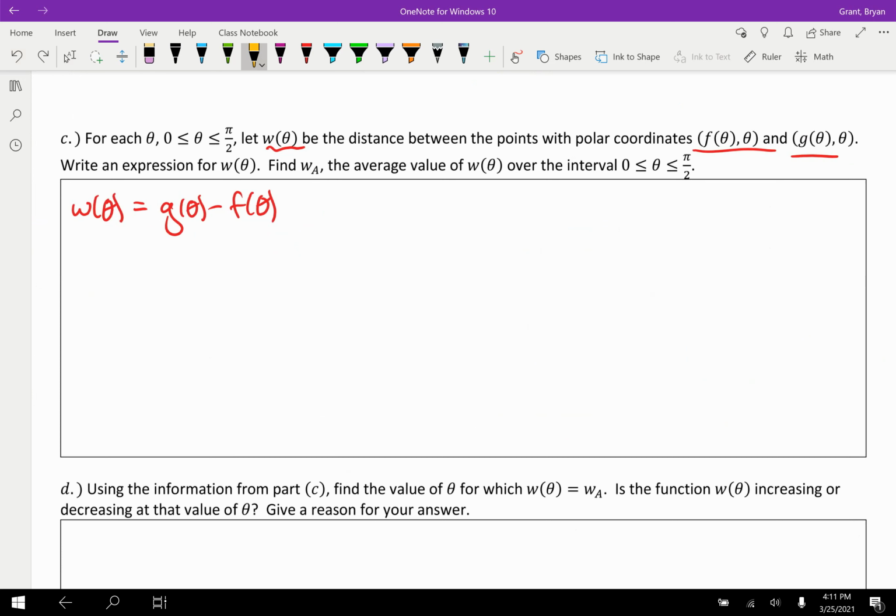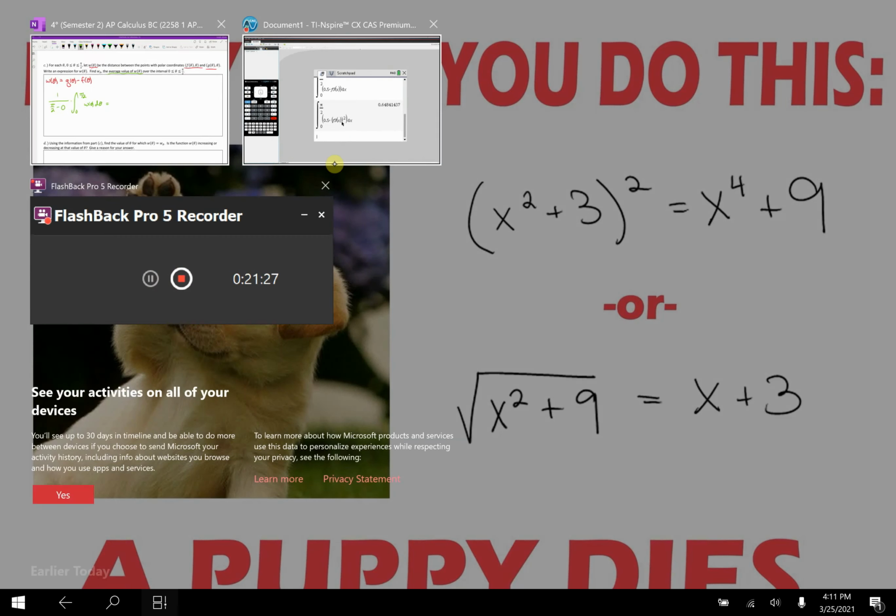What's next? Find W sub A, the average value of W of theta. Ooh, average value. We should be decent with this. To find the average value, we know it's 1 over b minus a times the integral from a to b of W of theta d theta. Okay, we can do that, right? We substitute that into our calculators.